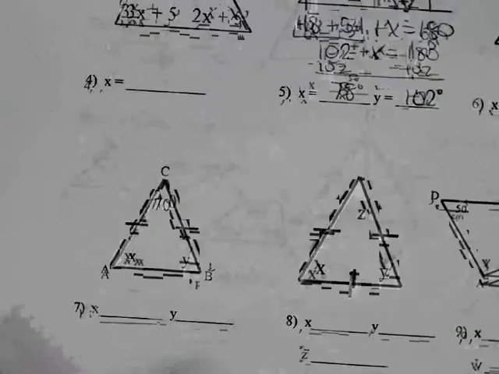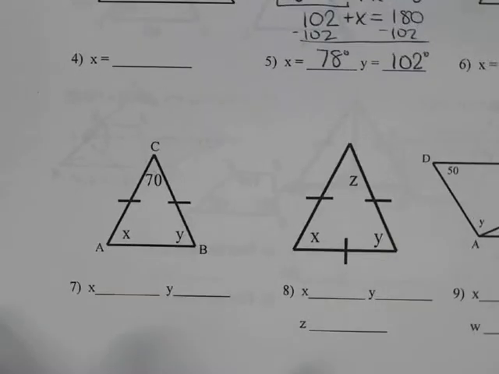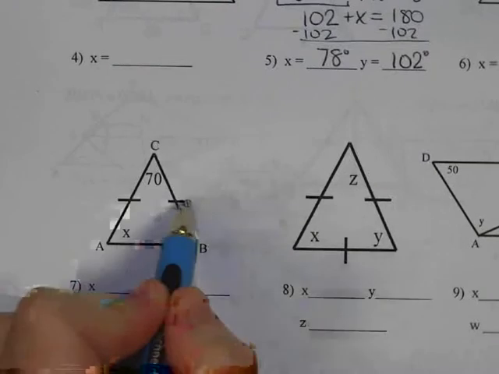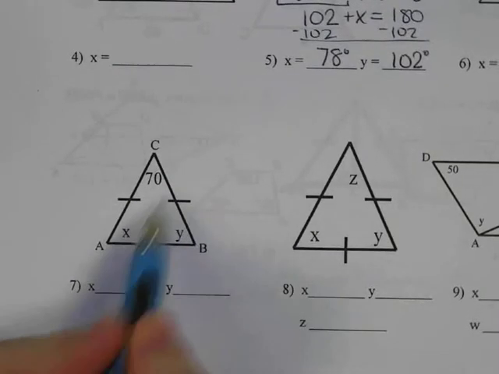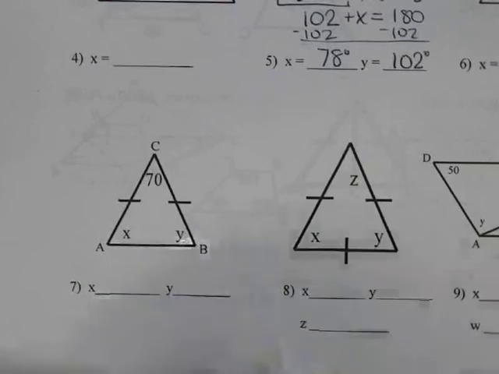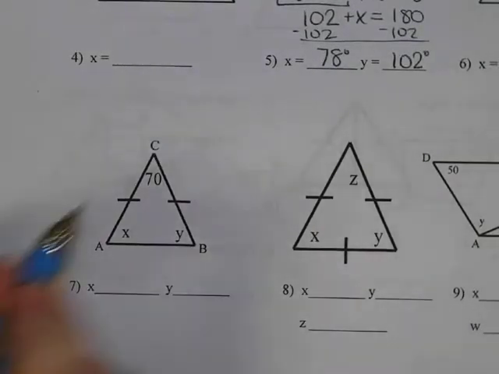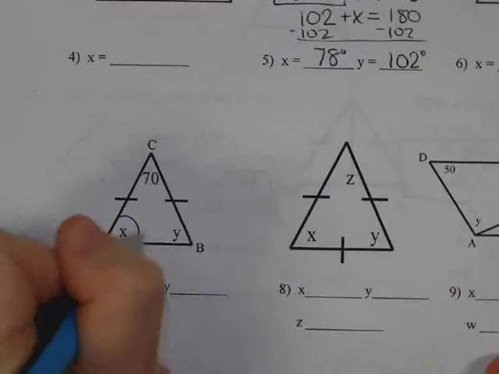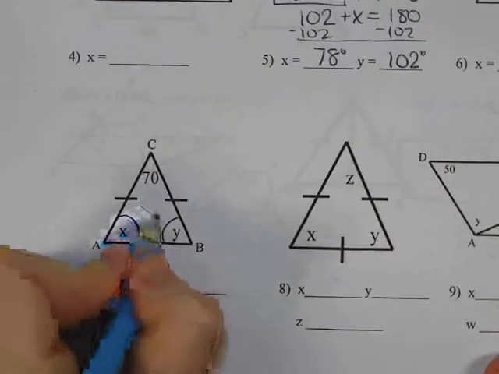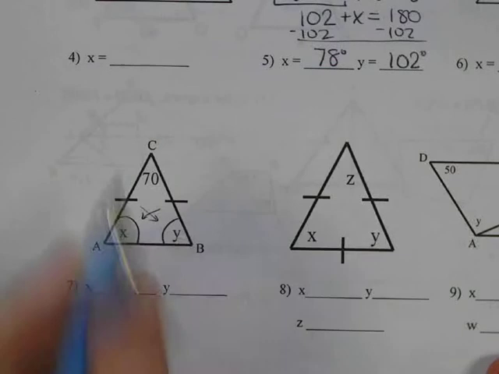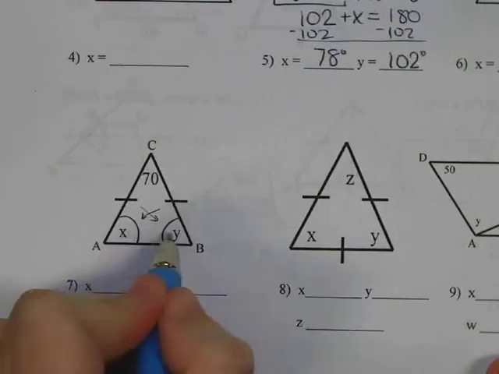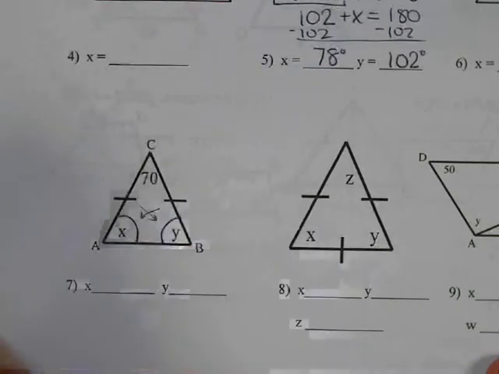Number 7. When I identify that type of triangle, it is isosceles because we have two congruent sides. Because we are given information about the angles, I want to interpret what that tells me about an isosceles triangle in terms of angles. Well, we have two congruent sides, which means we have two congruent angles. The two congruent angles are always across from the sides that are congruent. So these two values are the same.